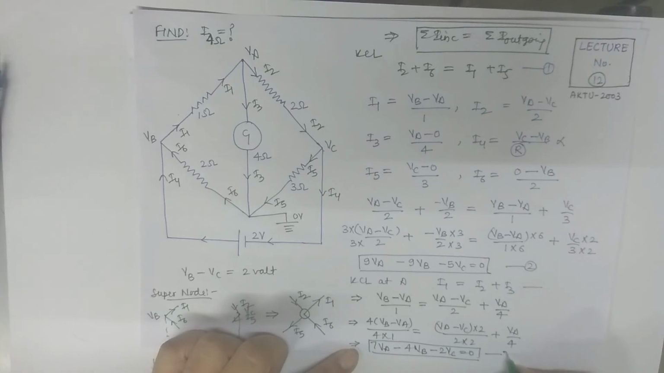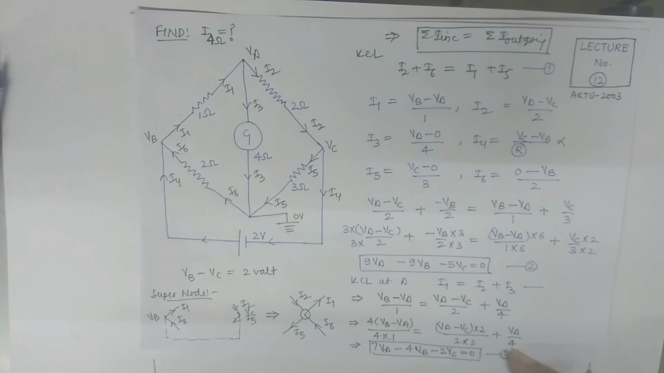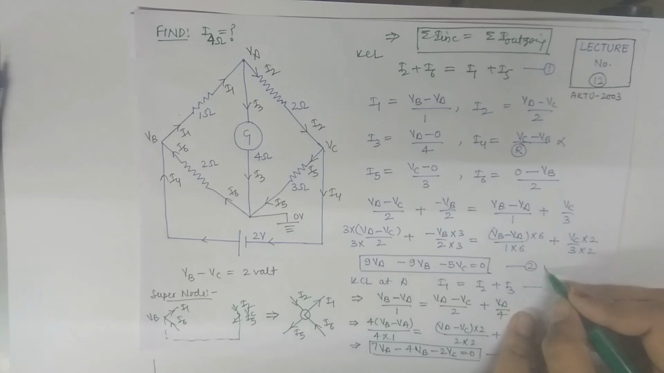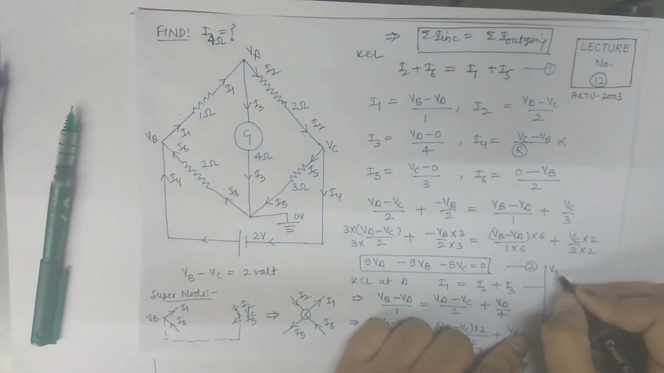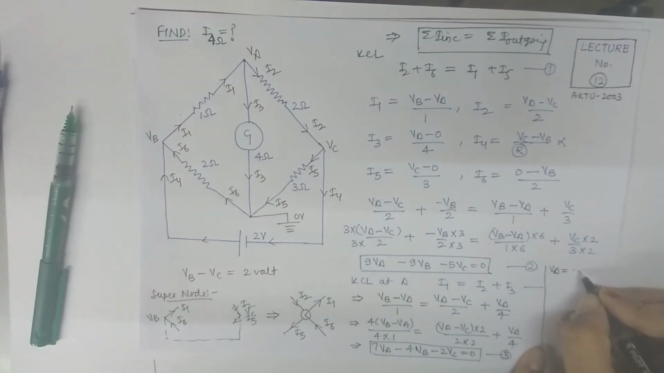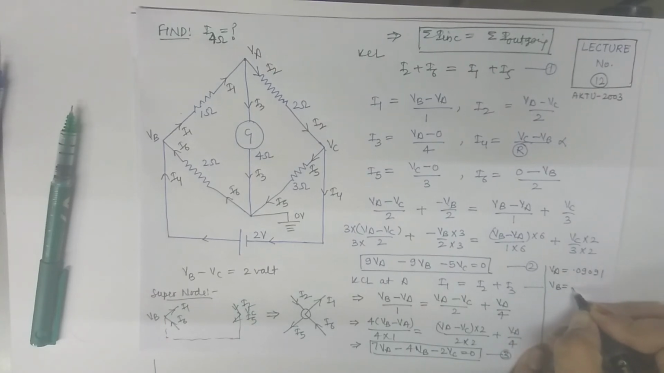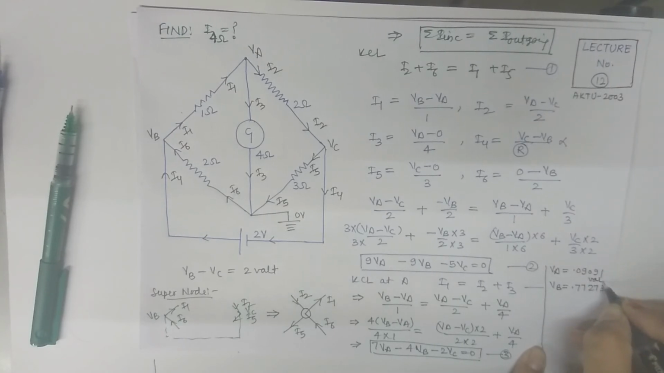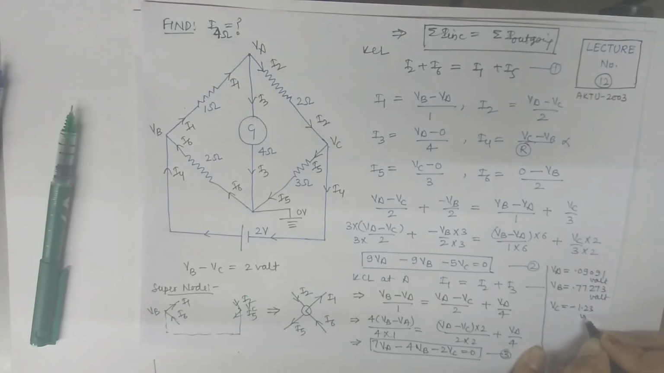Now solve the equations and we get VA, VB, VC. You can solve these simultaneous equations by using a calculator. So we get VA is equal to 0.09091, VB is equal to 0.77273 volt, and VC is equal to minus 1.23 volt.